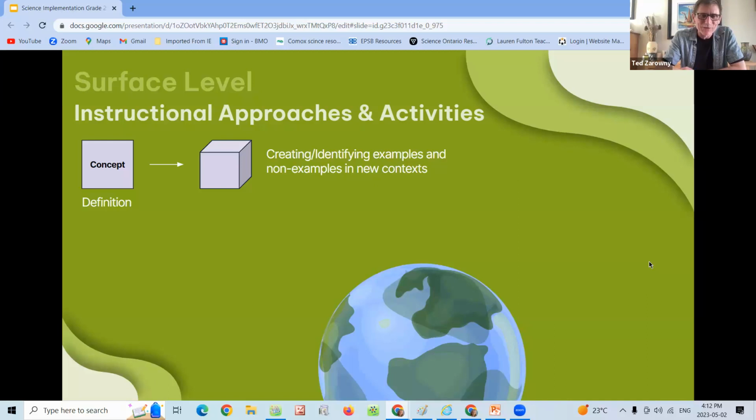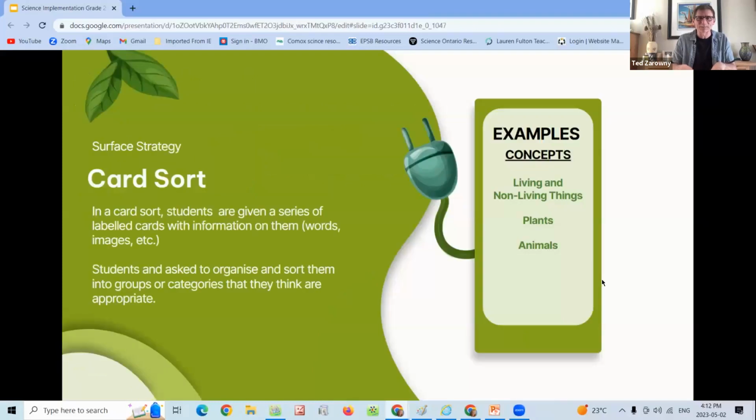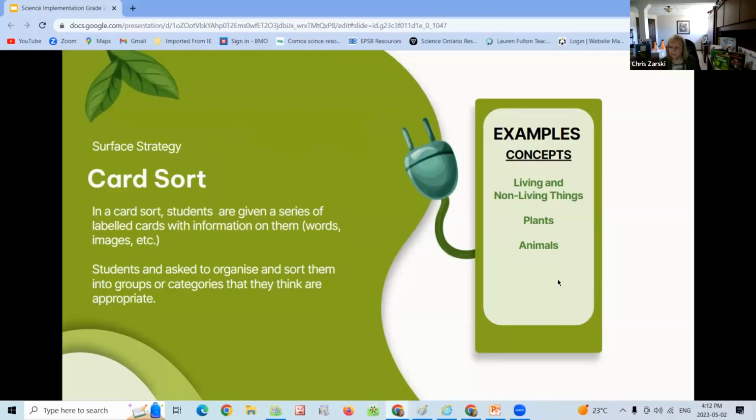At the surface level. And so that's what this graphic's trying to show. So we're moving beyond just the definition of the concept to creating examples, non-examples, and exploring those concepts in new contexts, new different situations. So Chris, I believe you're going to begin taking a look at some of those approaches that we can use.